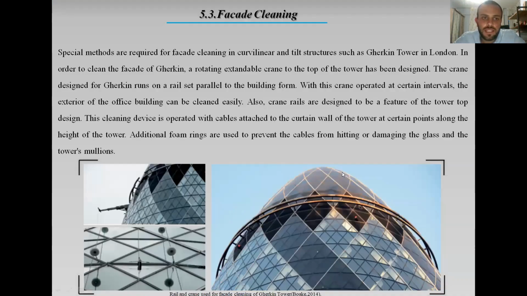Facade cleaning: special methods are required for facade cleaning on curvilinear and tilted structures such as Gherkin Tower in London. In order to clean the facade of the Gherkin, a rotating, extensible crane on top of the tower has been designed. The crane designed for Gherkin Tower runs on a rail set parallel to the building front. With this crane operated at curtain intervals, the exterior of the office building can be cleaned easily. Also, the crane rails are designed to be a feature of the tower top design.